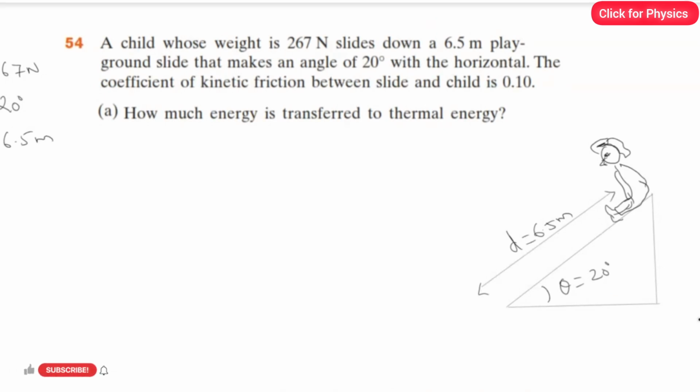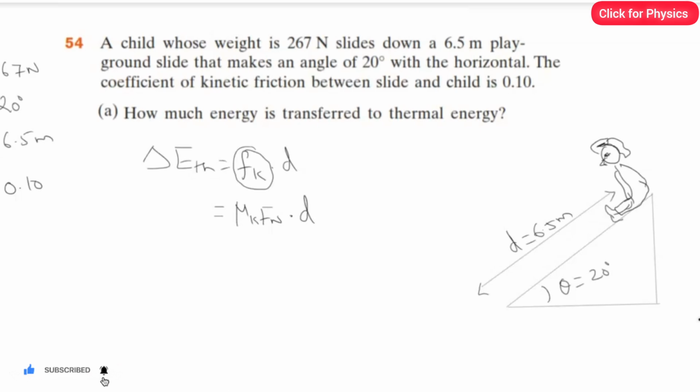Now for finding the thermal energy, we studied the rule: the change in thermal energy is equal to Fk multiplied by d. So that means we have to consider the kinetic friction. They clearly mentioned the coefficient of kinetic friction, that is the mu k value. They gave the value of mu k, which is 0.10. Now in chapter number 6, we studied the formula for kinetic friction, which is given by the rule Fk equal to mu k Fn, multiplied by d, because this is the formula for thermal energy.